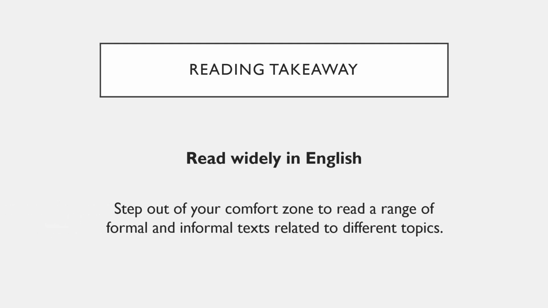Step out of your comfort zone and try to read a wide variety of texts related to different topics. The Reading and Use of English exam covers a variety of topics, so it can help you to perform better if you read a wide variety of texts in English. So, for example, novels, short stories, magazines and newspapers, as well as academic texts. As well as being an interesting read, this will also help you to build a range of formal and informal vocabulary related to different topics.